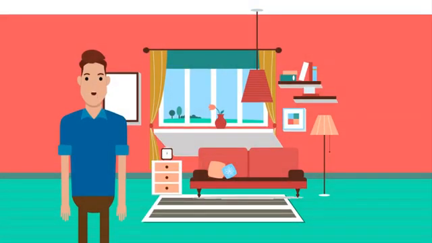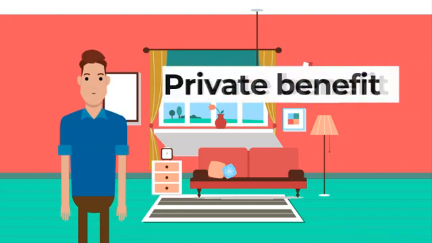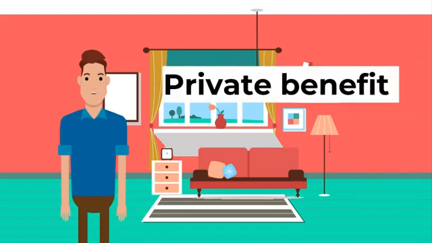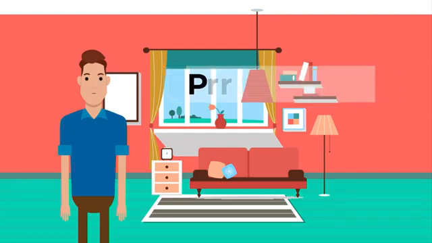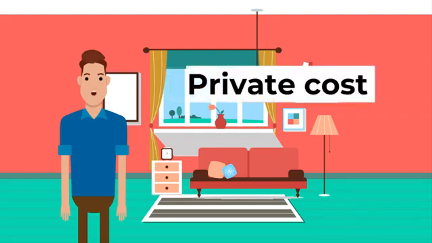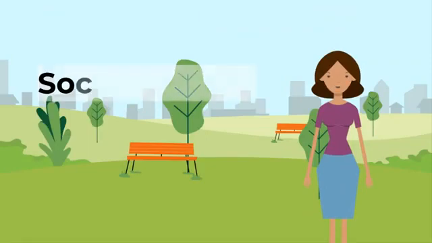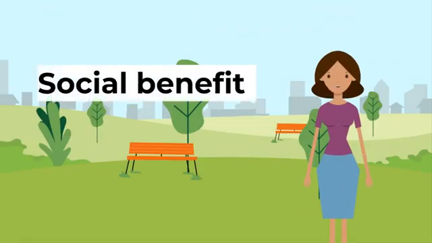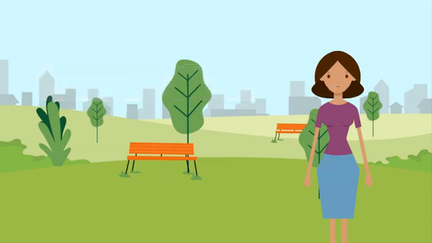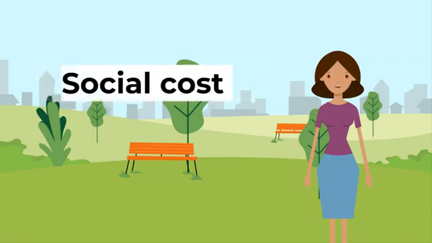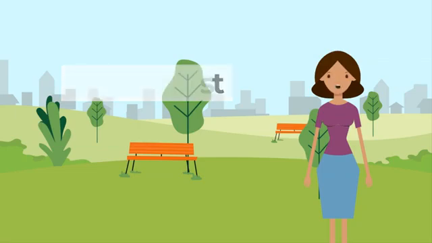Let's start with some definitions before anything else. Private benefit, this is the rewards to individuals or firms of an economic activity such as consumption or production. Private cost, this is the cost of an economic activity to individuals and firms. Social benefit, this is the benefit of an economic activity to society, as well as to the individual or firm. Social cost, this is the cost of an economic activity, to society as well as the individual or firm.